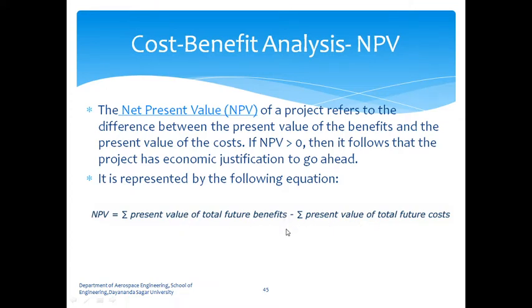Unless NPV is greater than 0, as a businessman you always need to look for profit. So it is a profit indicator, net present value. It should be more than 0. Then only your organization prefers that idea.